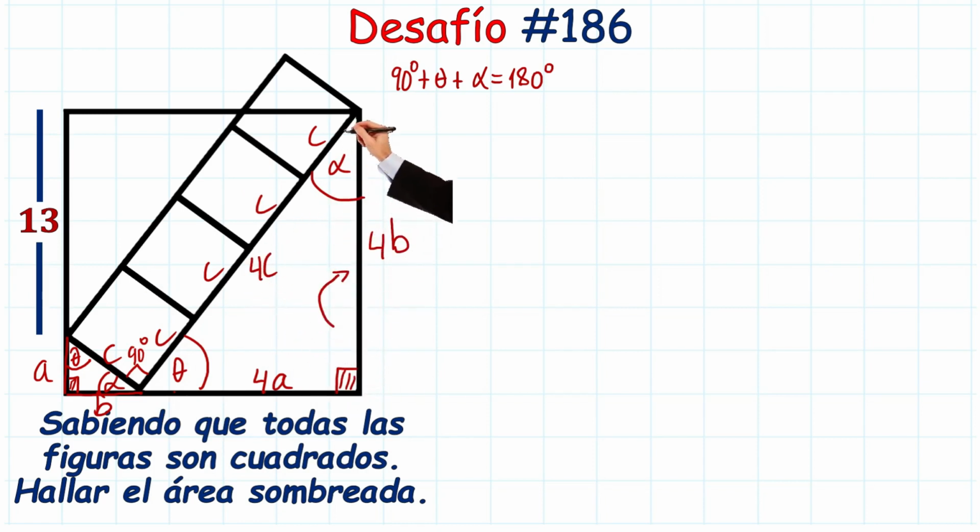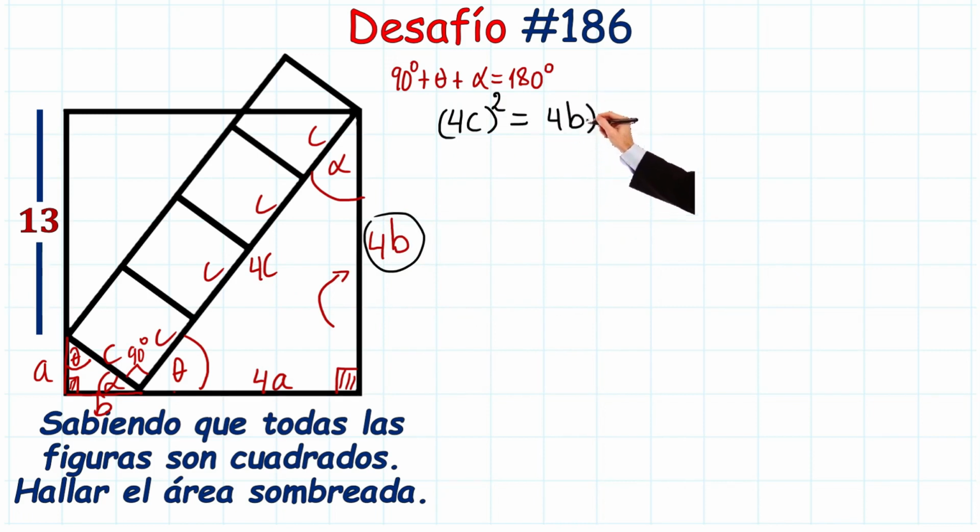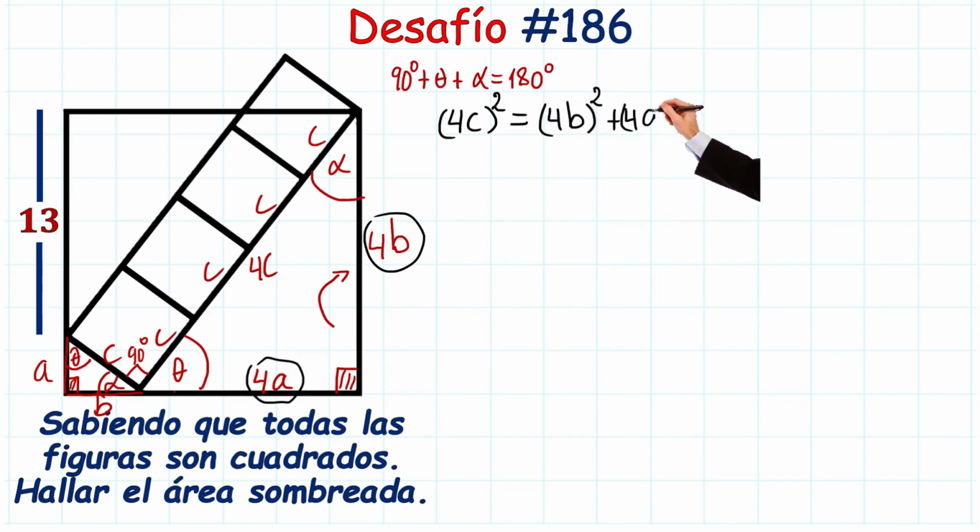So what's the hypotenuse of this big triangle? It's 4 times C. Thanks to Pythagoras, we know that the hypotenuse squared, (4C) squared, equals the sum of the two legs squared. This is one leg, so we have (4B) squared. And the other side is this one here plus 4A, also squared. Very good. What else do we know? Look, this side of this square must be equal to this side of this square, because it's a square, all its sides must be equal, right?